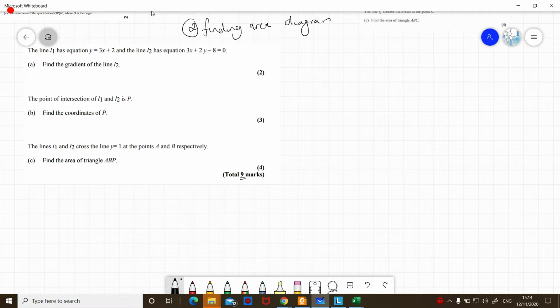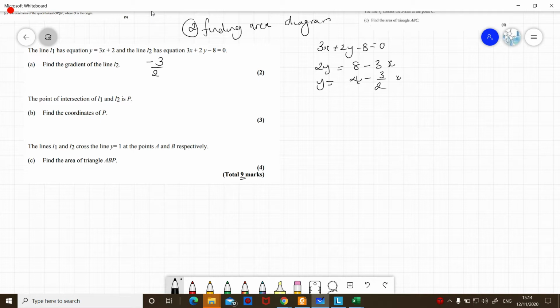Exam question, total of 9 marks. L1 has the equation y equals 3x plus 2 and L2 has 3x plus 2y. Find the gradient of L2. Straight away you can say 3x plus 2y minus 8 equals 0. Therefore, flipping that on that side will give me 2y equals 8 minus 3x. So y will be equals to 4 subtract 3 over 2x. Therefore, our gradient would be negative 3 over 2.